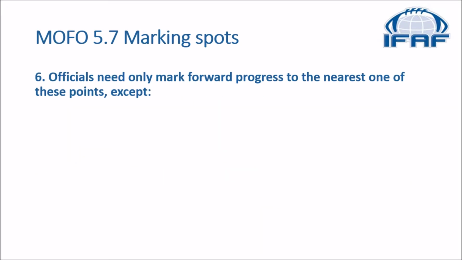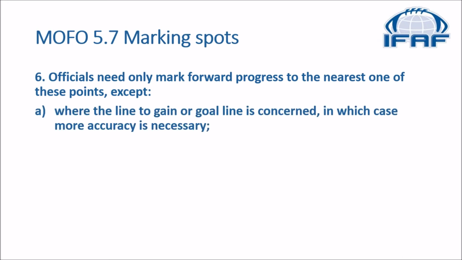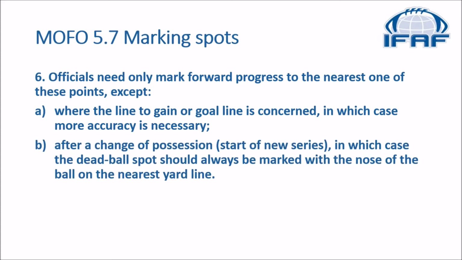And finally, officials need only mark forward progress to the nearest one of these points, except A, when the line to gain or goal line is concerned, in which case more accuracy is necessary, and B, after change of possession, a start of a new series, in which case the dead ball spot should always be marked with the nose of the ball on the nearest yard mark.